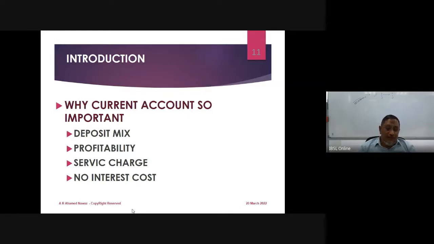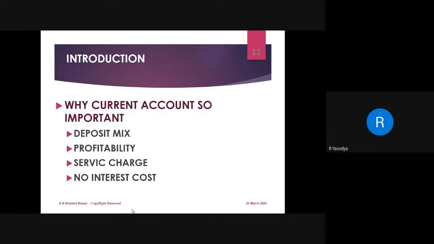In the current accounts, the most very important factor is introduction. Right? Why are current accounts so important for a bank? It is because one factor is the deposit mix. Current accounts are maintained at zero cost.